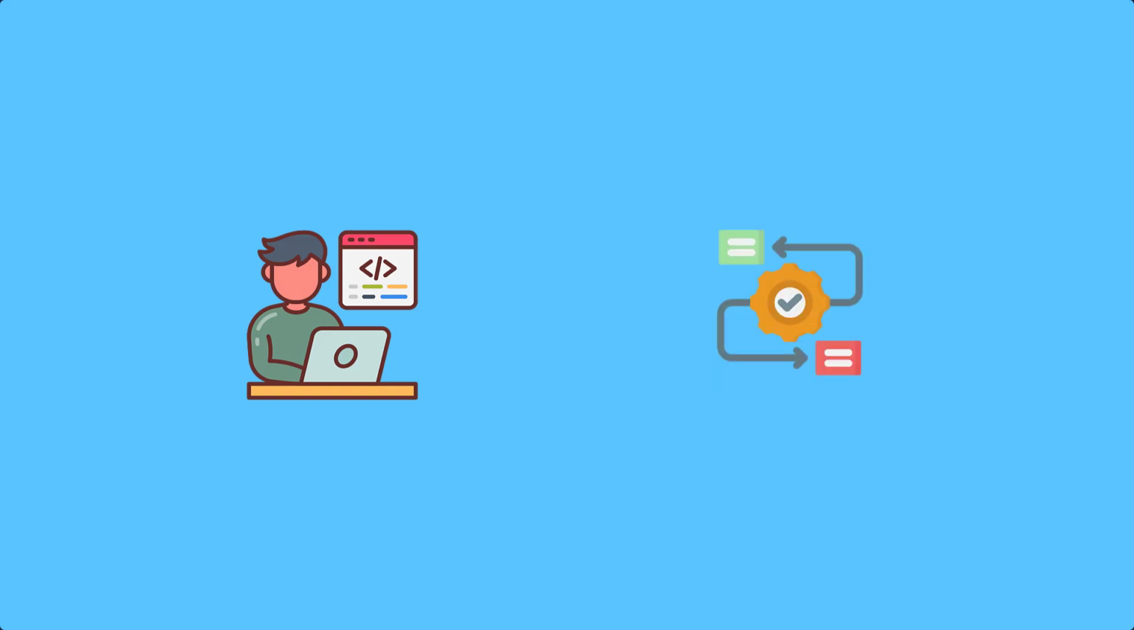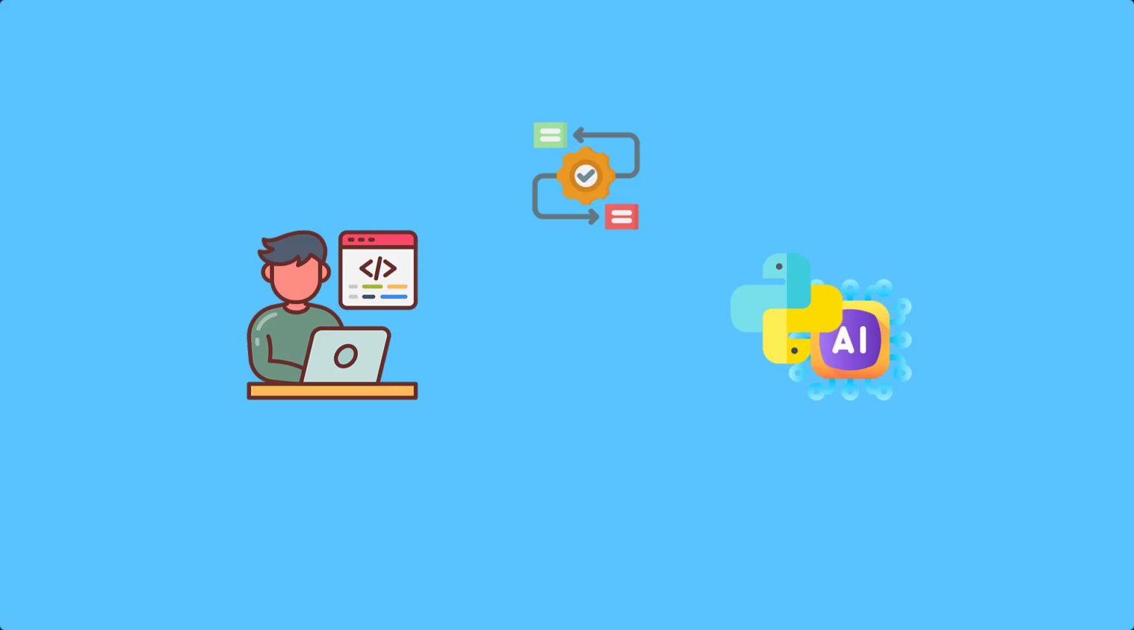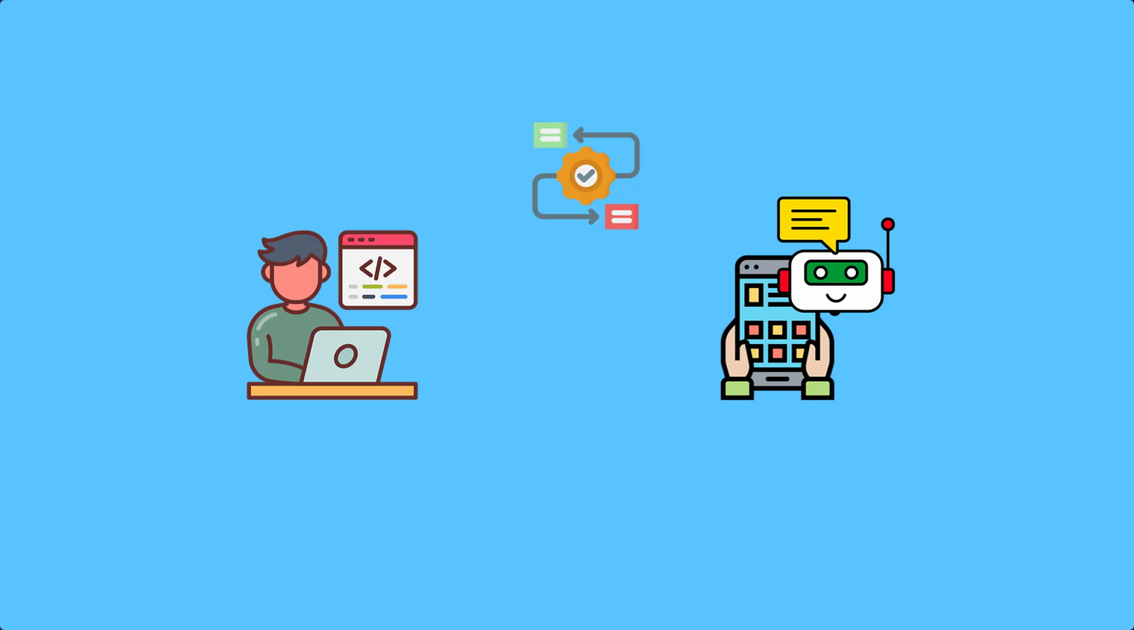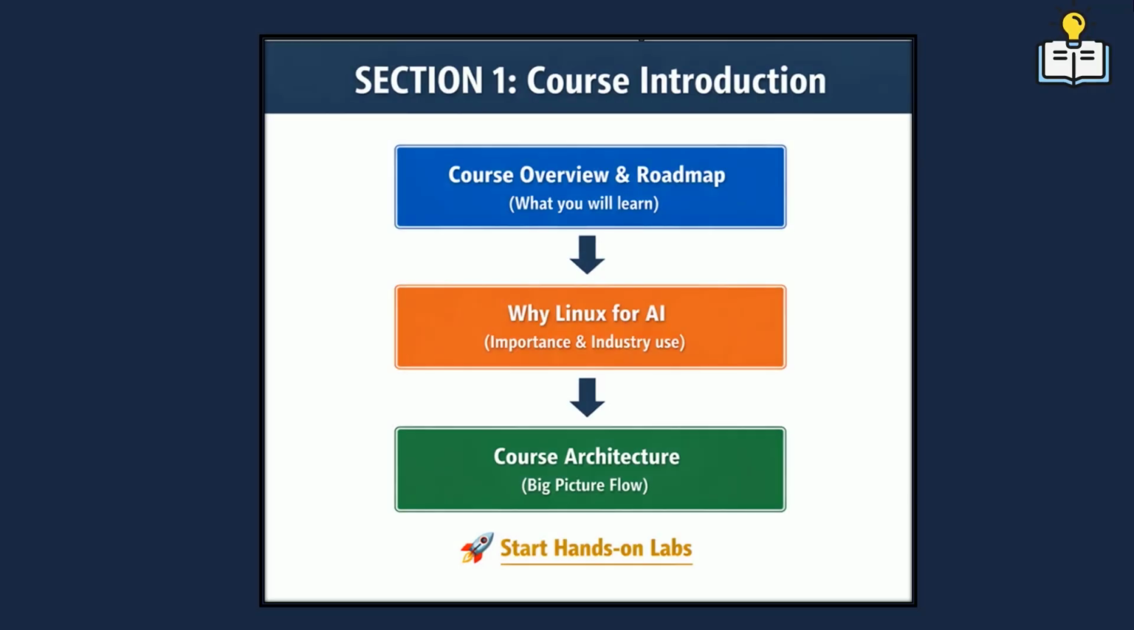Now let's quickly understand your journey in this course. We will start with Linux basics and then move to Python and AI models. After that, you will build real-world applications like chatbots and voice assistants. And finally, you will learn how to deploy everything on cloud or on local system and run it in a production environment. By the end of this course, you will not just understand AI. You will be able to build, run and deploy real AI systems using Linux.